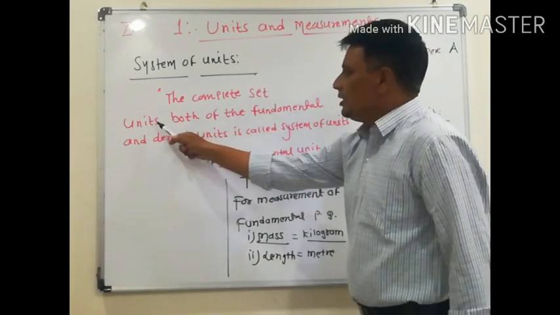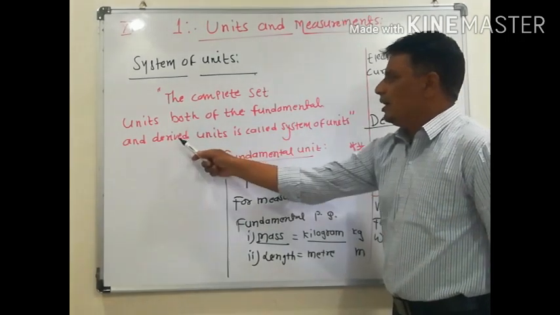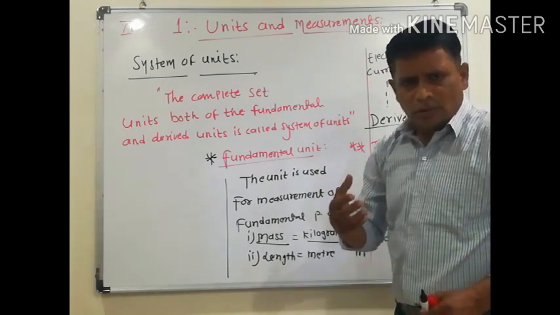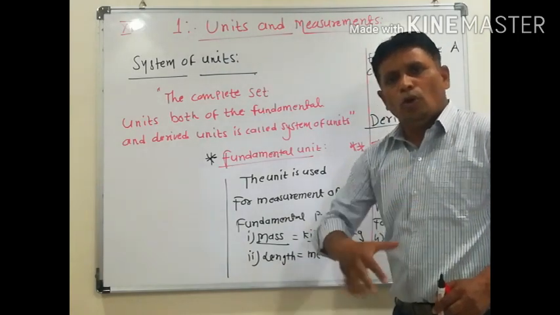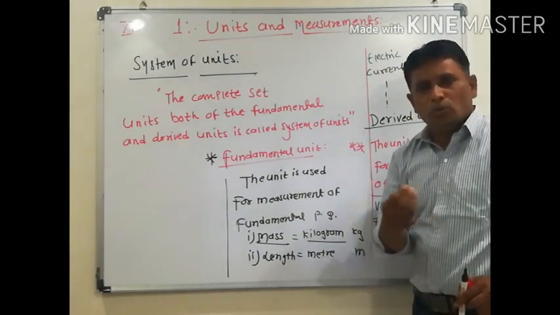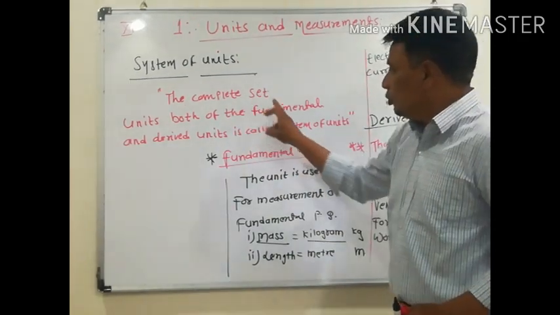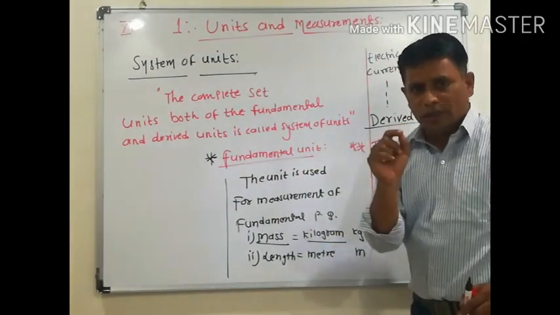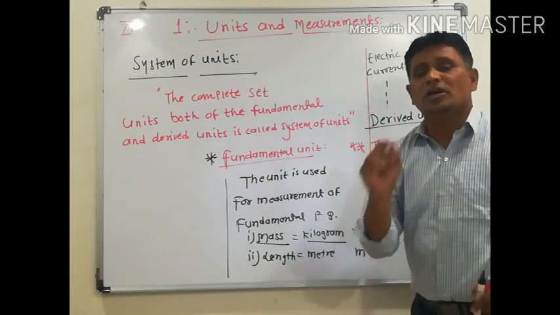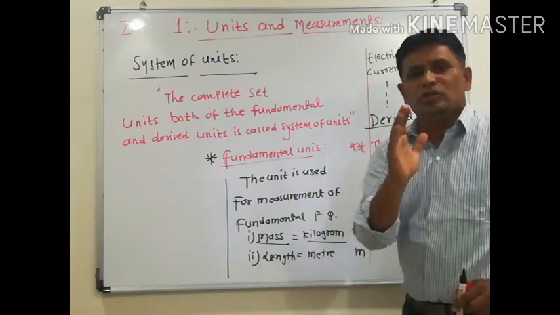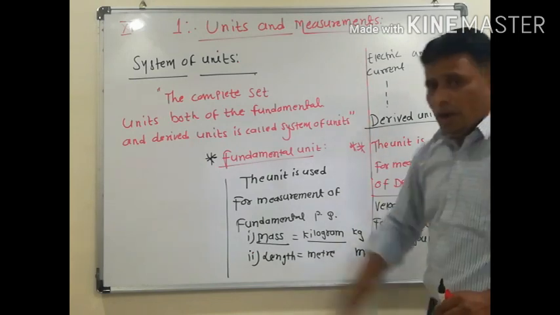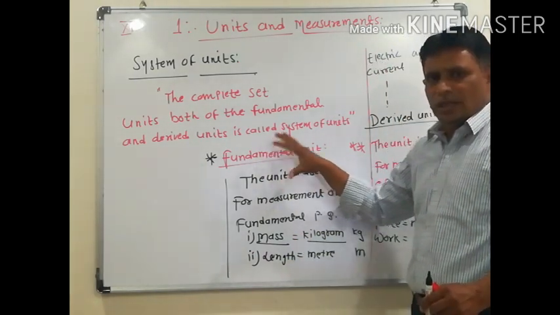The complete set of units, both fundamental and derived units, is called a system of units. Or the fundamental units together with all the derived units form the system of units. So in a system of units we have to measure the fundamental units as well as derived units. What is a unit? The standard used for the measurement of a physical quantity is called a unit. We have two kinds of units, fundamental unit and derived unit.